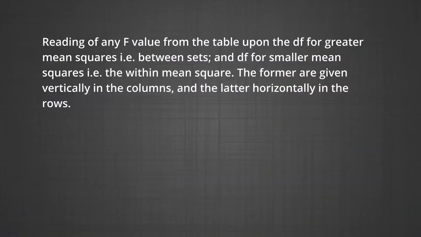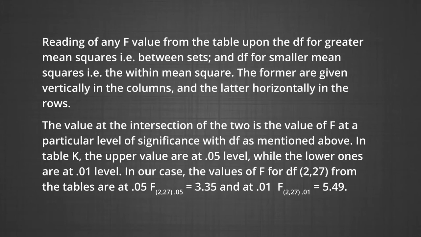Now, the interpretation of the value of F. The calculated value of F is 17.11, which is to be compared with the value of F required for significance at 0.05 and 0.01 levels. For this purpose, we consult the table of F given at the end of this module. Reading of any F value from the table depends upon the DF for greater mean squares, that is between sets, and DF for smaller mean squares, that is the within mean square. The former are given vertically in the columns, and the latter horizontally in the rows. The value at the intersection of the two is the value of F at a particular level of significance, with DF as mentioned above.